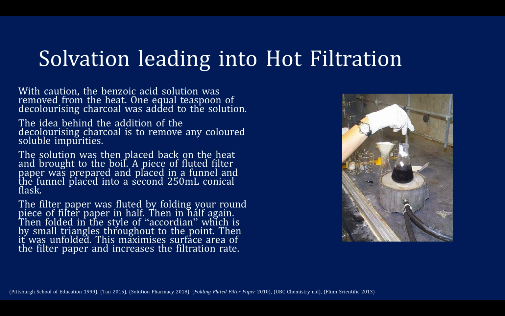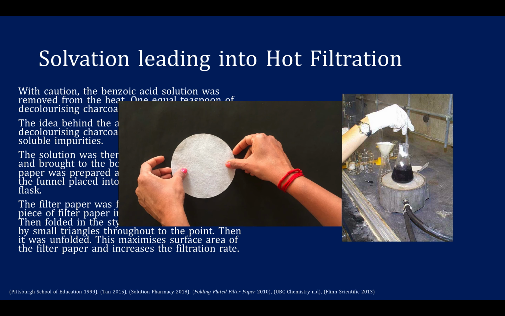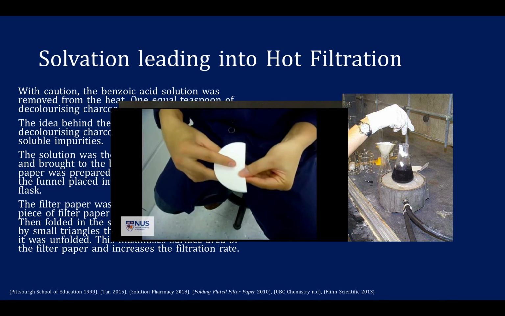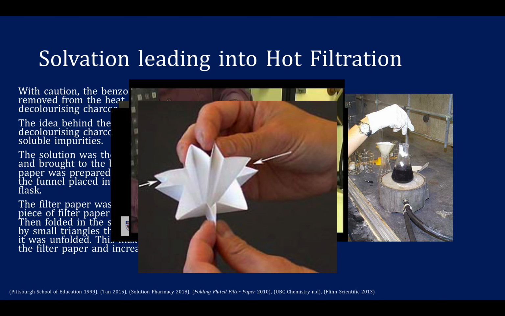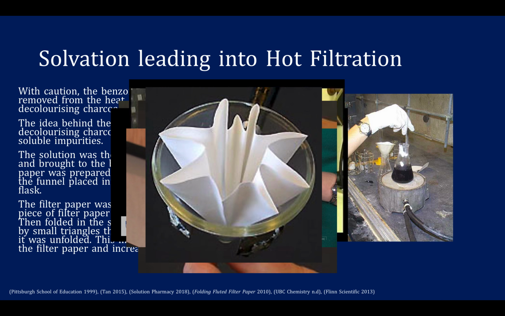A piece of fluted filter paper was prepared and placed in a funnel, and the funnel placed into a second 250 ml conical flask. The filter paper was fluted by folding your round piece of filter paper in half, then in half again, then folded in the style of accordion, which is by small triangles throughout to the point, then it was unfolded. This maximizes surface area of the filter paper and increases the filtration rate.